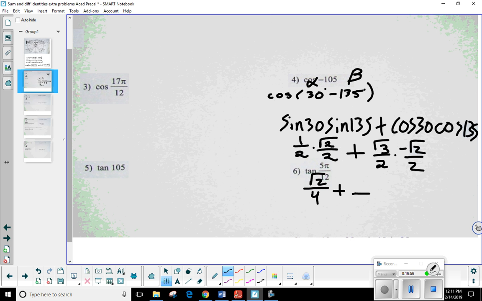It is, but there's something about it. It's negative because one of them is negative. So what will the denominator be? 4. 2 times 2. There you go. Okay. And now we just pull them together. What is my final answer?